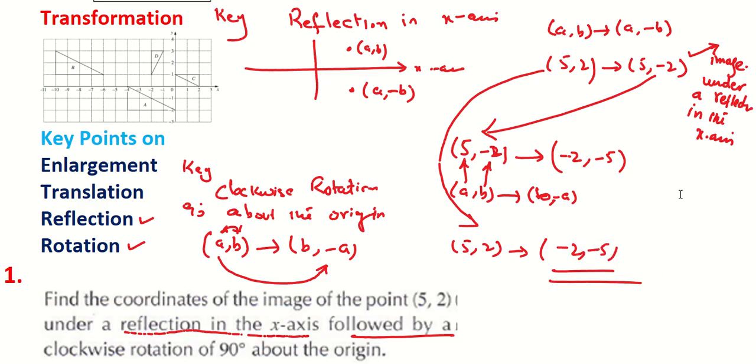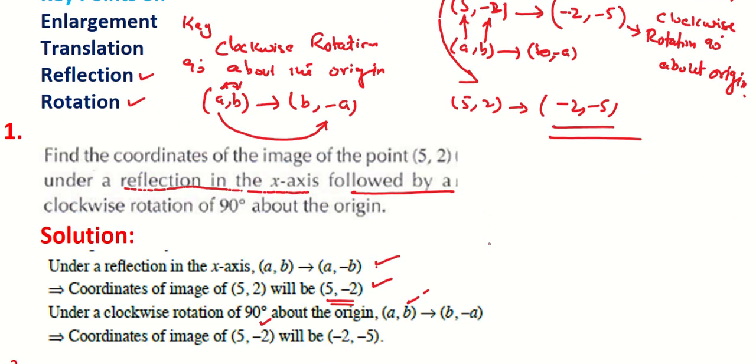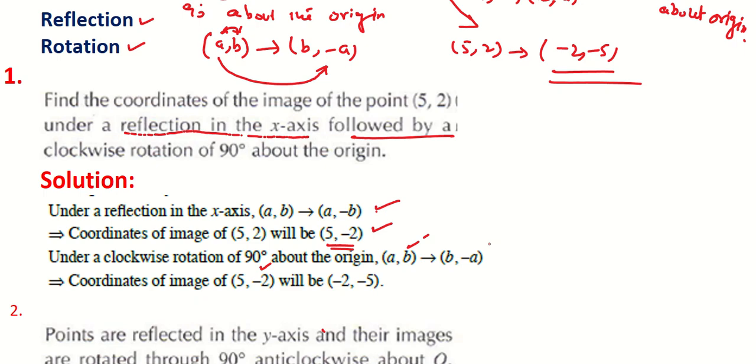This is the answer after a rotation of 90 degrees clockwise about the origin. So the image after the two transformations is (-2, -5).